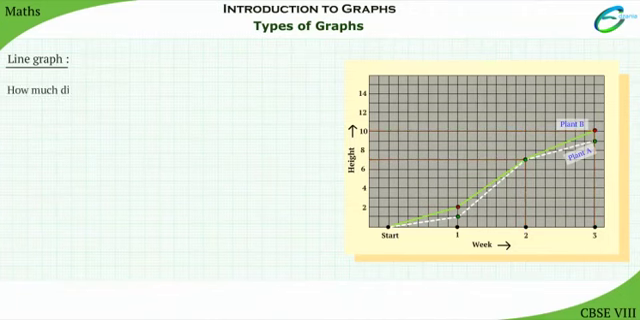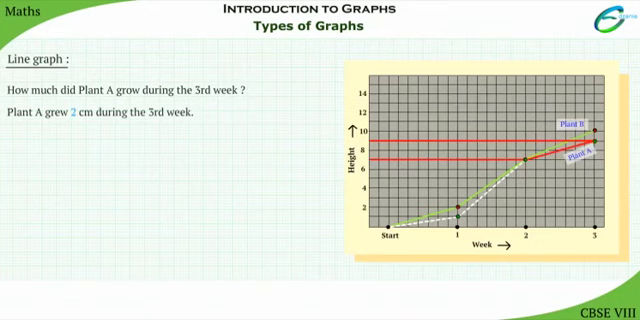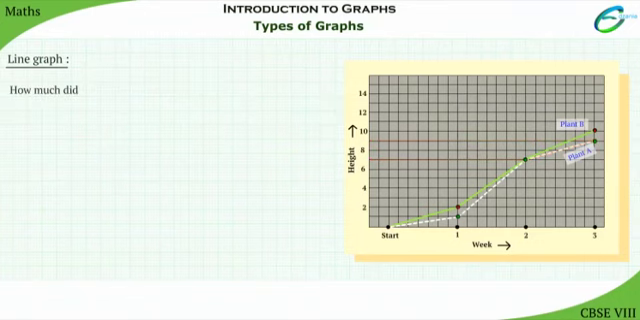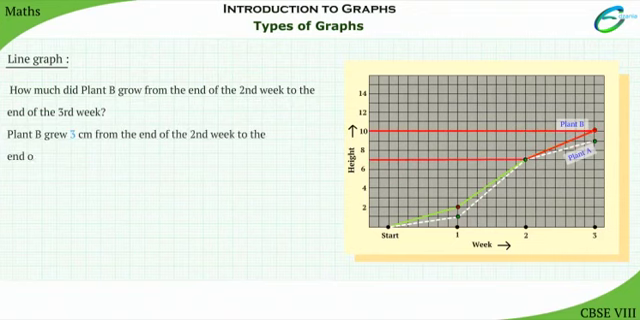How much did plant A grow during the 3rd week? Plant A grew 2 centimeters during the 3rd week. How much did plant B grow from the end of the 2nd week to the end of the 3rd week? Plant B grew 3 centimeters from the end of the 2nd week to the end of the 3rd week.